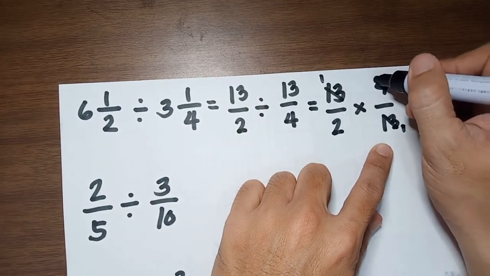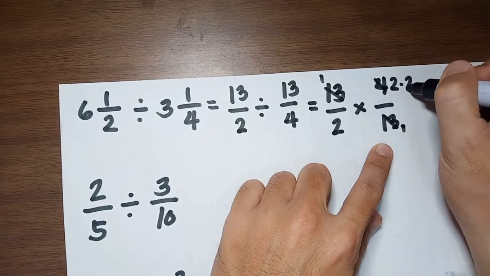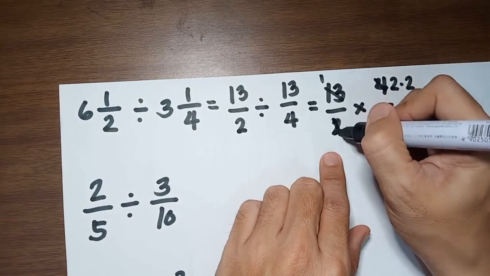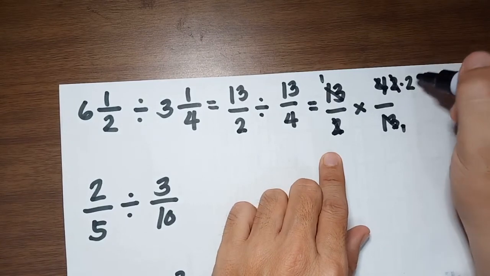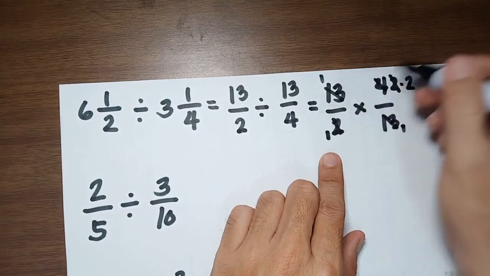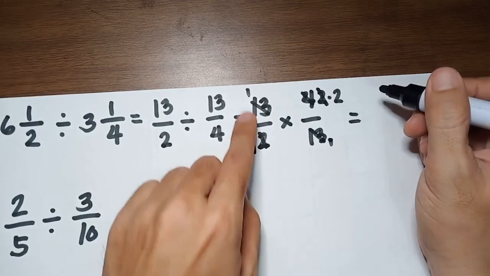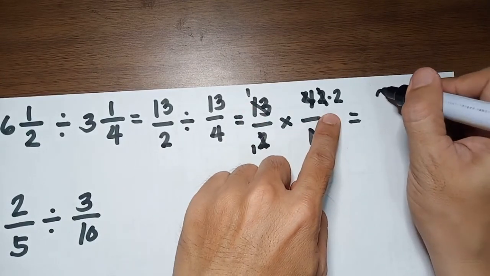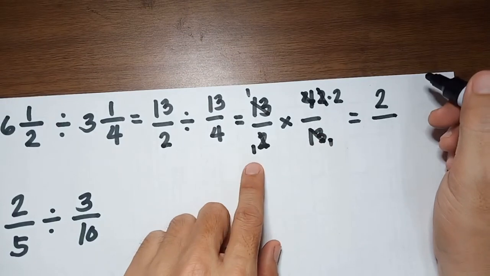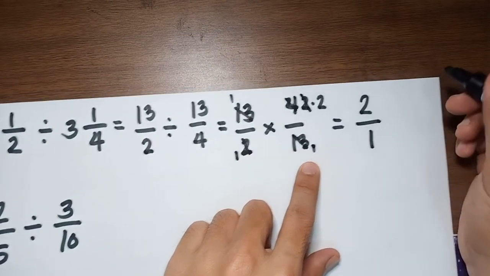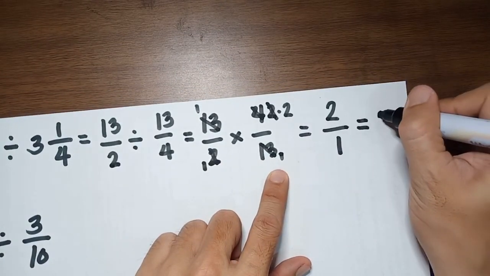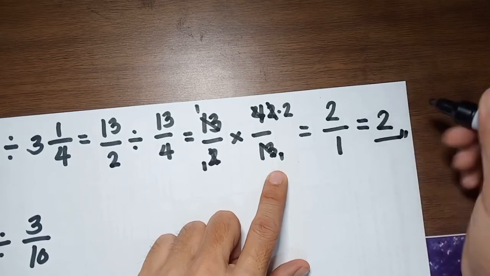While the 4 can be written as 2 times 2. We have the 2 here, we also have the 2 cancel. So what remains here is 2. What remains here is 1. So the resulting fraction would be 1 times 2 is 2 over 1 times 1 is 1. 2 over 1 is equal to 2. So this is now the final answer.